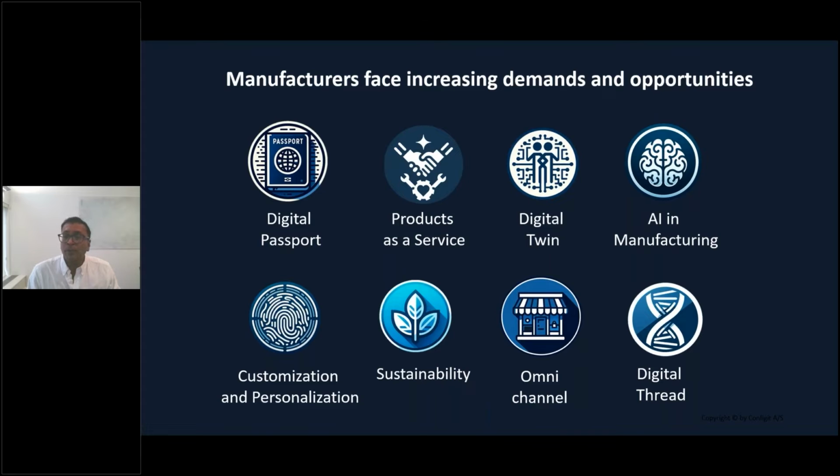For example, digital twins of processes enable real-time monitoring, analysis, and optimization. And this includes what-if testing and scenario generation. And of course, there's this whole raft of new opportunities that are being introduced by AI for manufacturing. But there's a couple of areas that I'd like to focus a little bit further on, and that's namely customization, sustainability, and omnichannel, and how the digital thread can help in many of these topics.